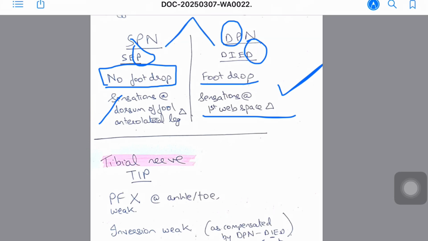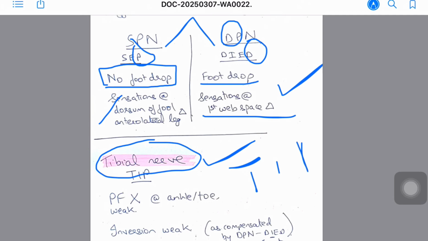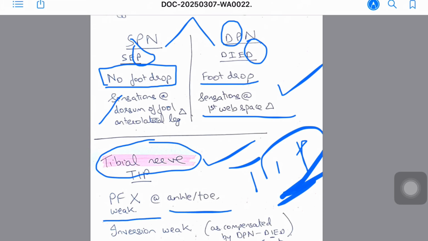Now, if the level of injury is the tibial nerve, it is a tibial nerve palsy. What is the tibial nerve? Tip, TIP. So inversion and plantar flexion both are affected. Inversion is weak, but it is compensated, as we saw, by the deep peroneal nerve, tibialis anterior. At the same time, plantar flexion is weak at the ankle and toes both because of the tibial nerve palsy, which we discussed in the previous slides. Okay.